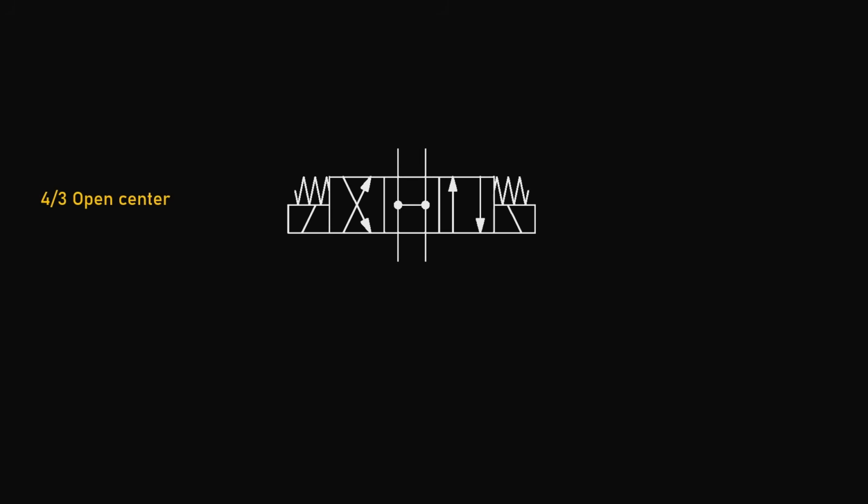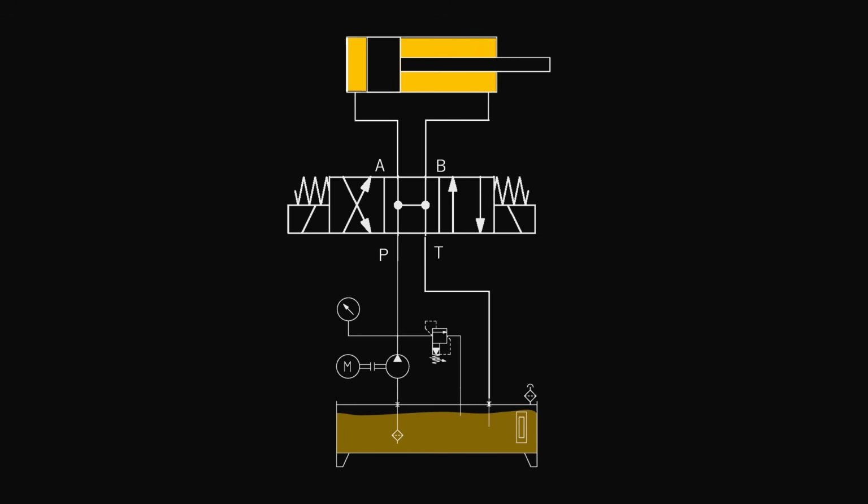And to overcome this exact problem, there is another valve, the 4x3 open center directional control valve. In this valve, at neutral position, all the ports are connected. Now, because ports A and B are connected to the tank, the cylinder goes in floating condition. It can move freely. And at the same time, because P is also connected to T, the pump flow goes back to the tank. So the pressure in the system does not build up. So the pump is unloaded and energy consumption is reduced.